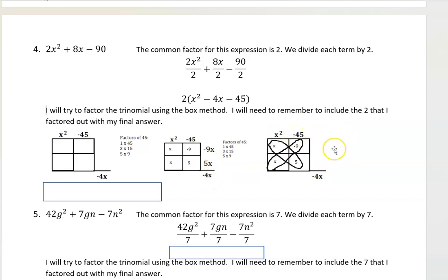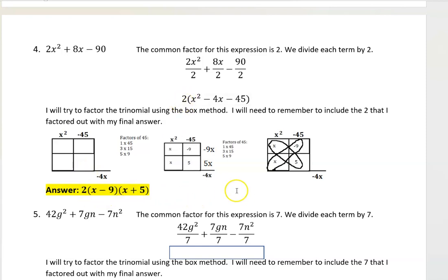And then remember that your answer is always on the diagonal. So this would be x minus 9 and x plus 5. It doesn't really matter in this problem, but it will in others, so just remember to get into that habit. 2 goes out front, and there are your 2 terms.